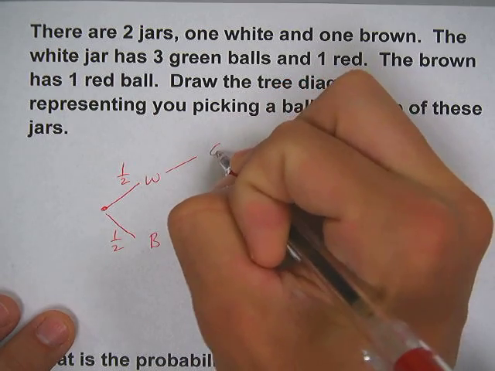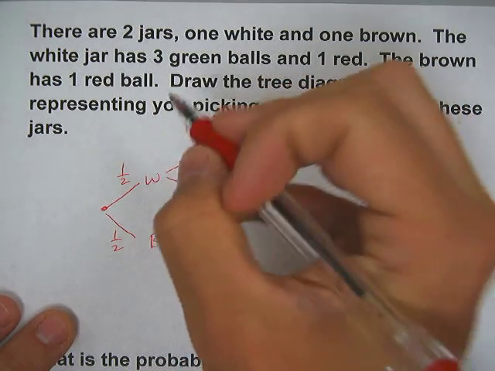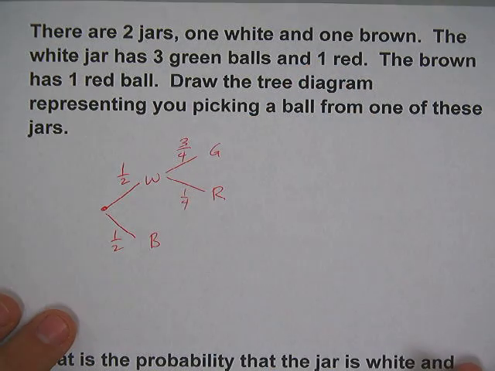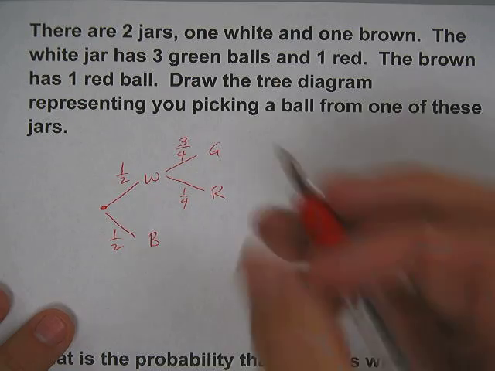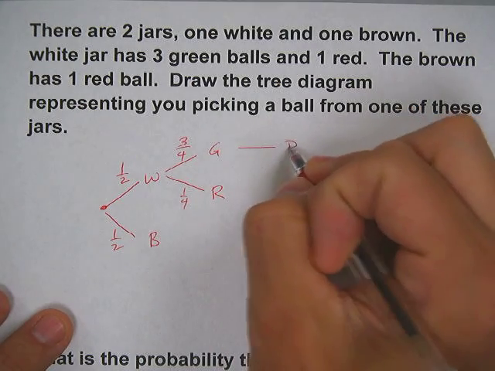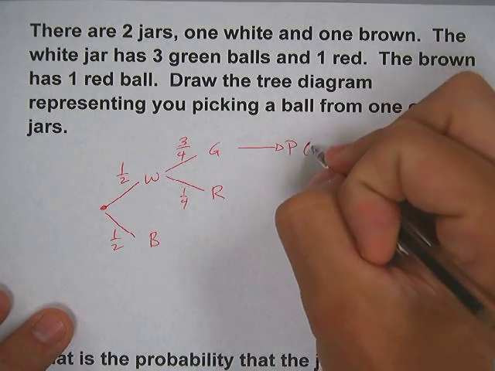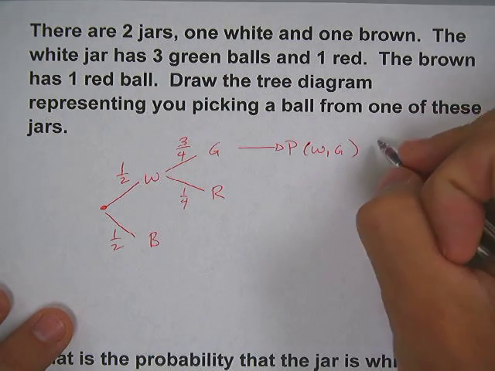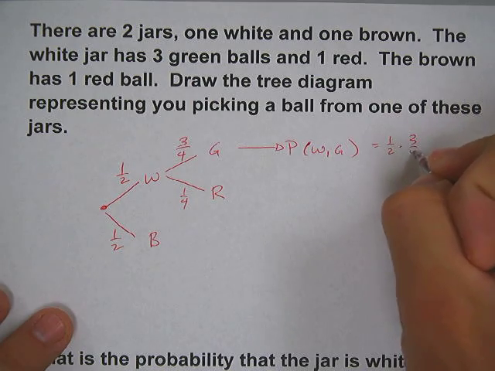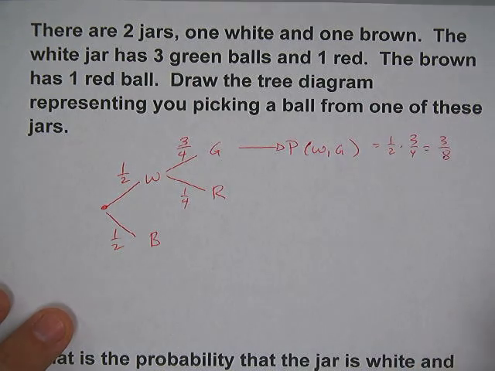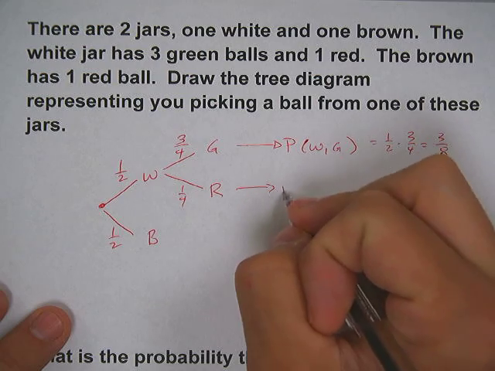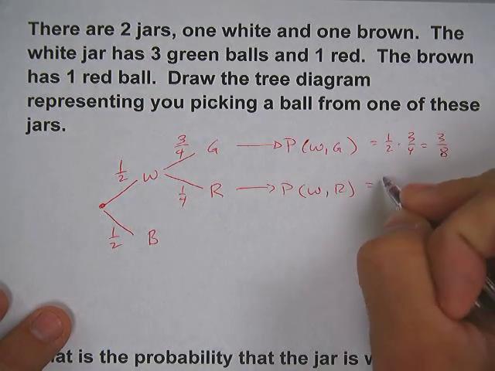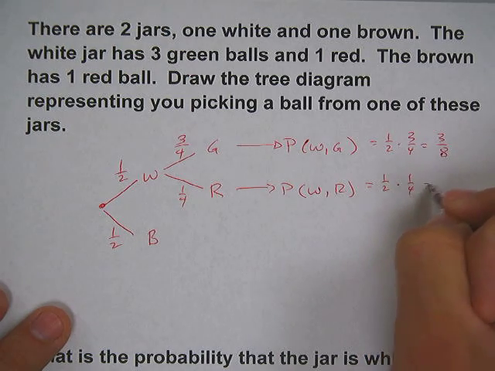Now if I pick out of the white, in the white it says there are 3 green balls and 1 red. So I could then pick a green, or I could pick a red. What's the green? 3/4. Red, 1/4. So what's the probability then of picking out of the white jar and then a green? Well, it's 1/2 times 3/4, which would be 3/8.